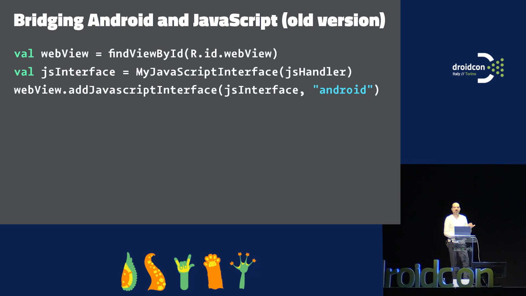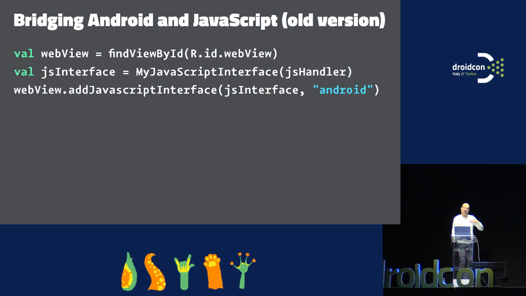And the way we connect this to the WebView is like this. We get the WebView. We create an instance of this MyJavaScriptInterface class. And then we call addJavascriptInterface on our WebView. The first parameter is the instance of this object, and the second parameter is the name in JavaScript that this object will have. So this is the first problem here, your namespacing. You have to make sure that you pick a name that doesn't exist in the JavaScript world.